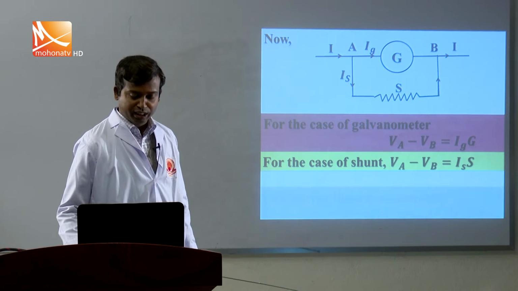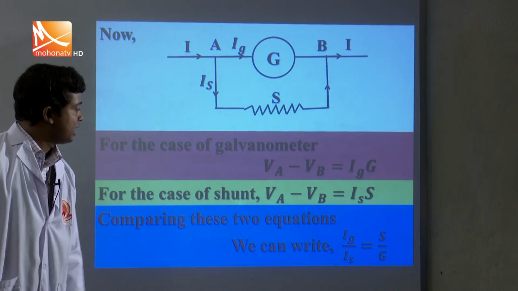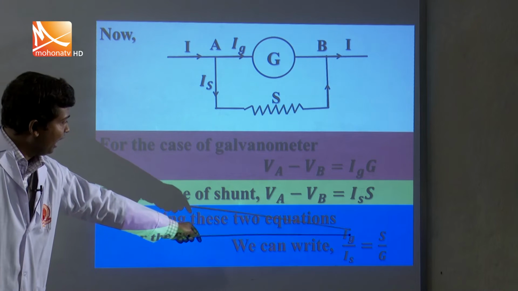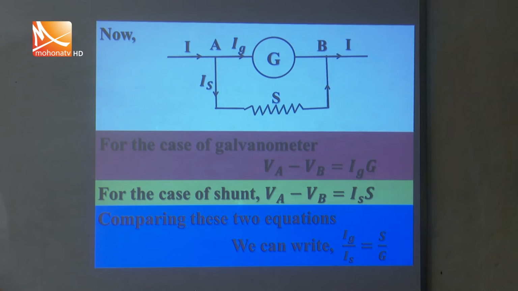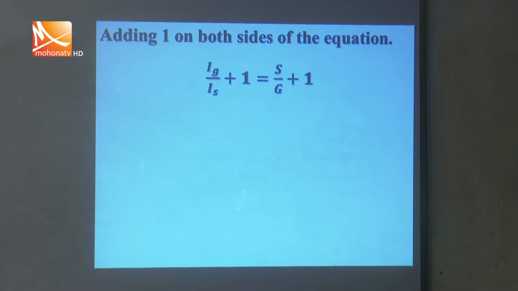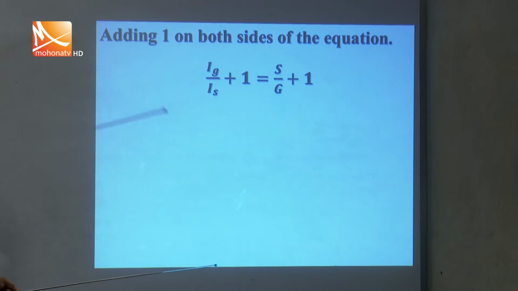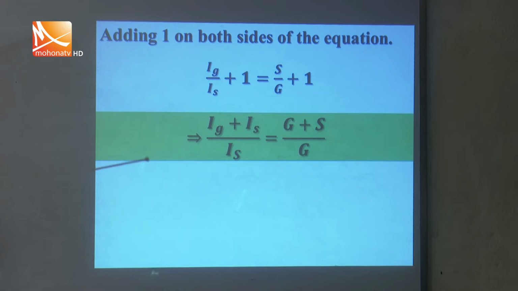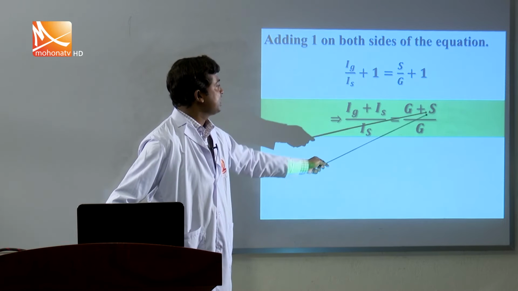Then from these two equations, you can write Ig Z equals Is S. Then rewriting this equation, you can write Ig divided by Is equals S by Z. Now to establish the relation between Ig and Is, we add 1 to both sides of this equation. Here Is is the LCM and Z is also the LCM. Then simply using mathematics you can write Ig plus Is divided by Is equals Z plus S by Z.